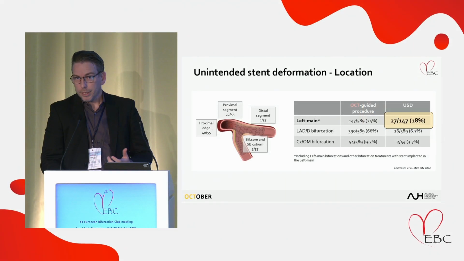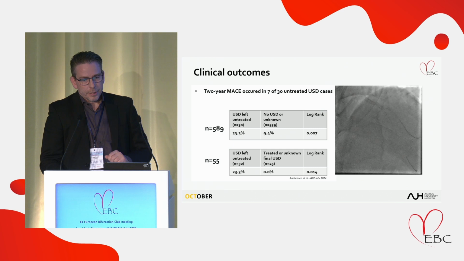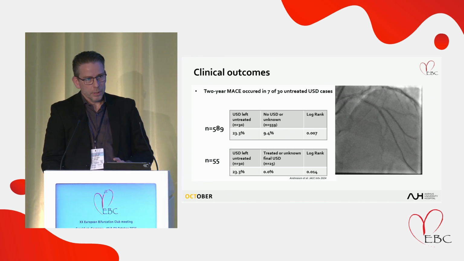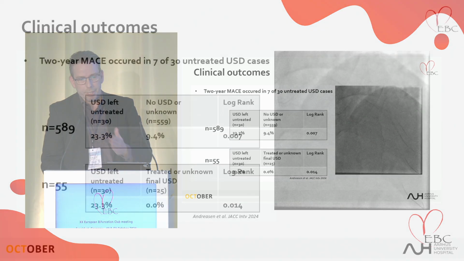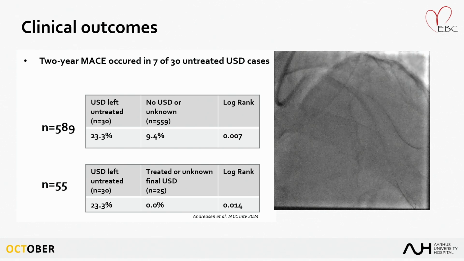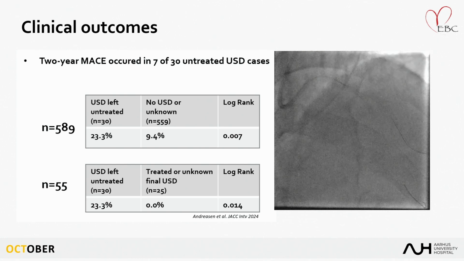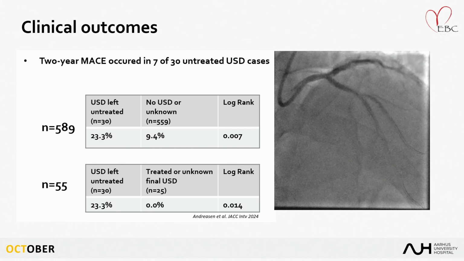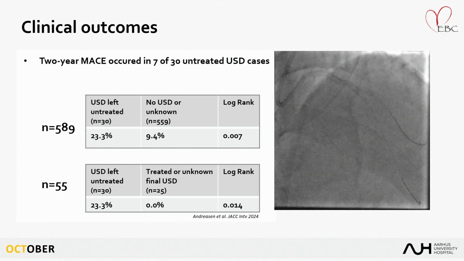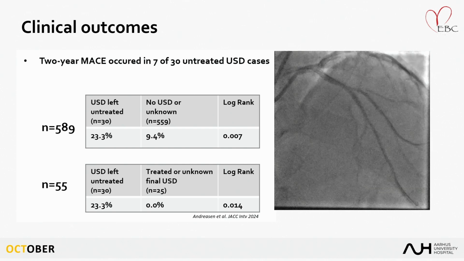But the left main is a particular issue for unintended stent deformation. Roughly 18% of cases had some level of deformation. And that clearly relates to outcome. Until now, of all the things that we have looked into, unintended stent deformation is the strongest predictor of increased MACE after these procedures. If you correct unintended stent deformation, the risk is 0.